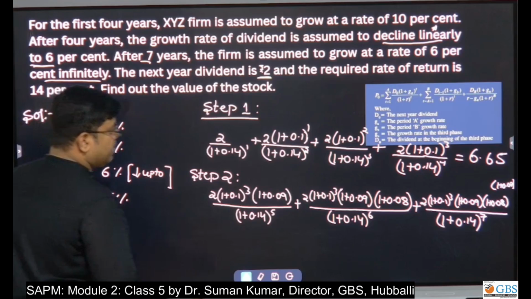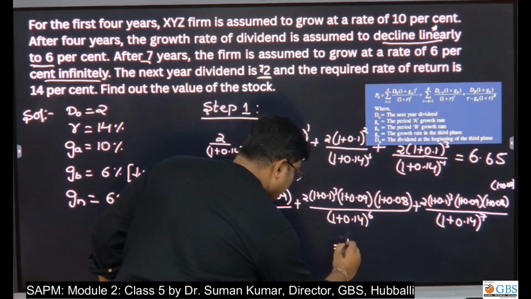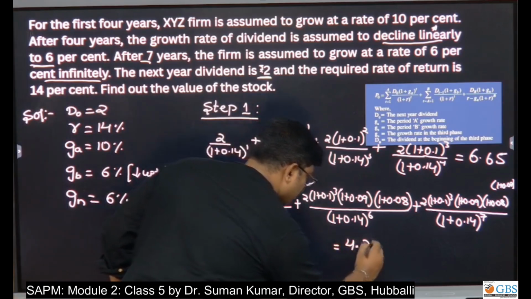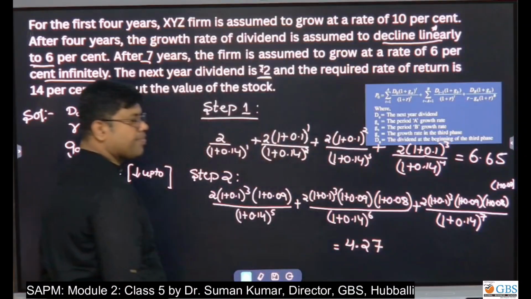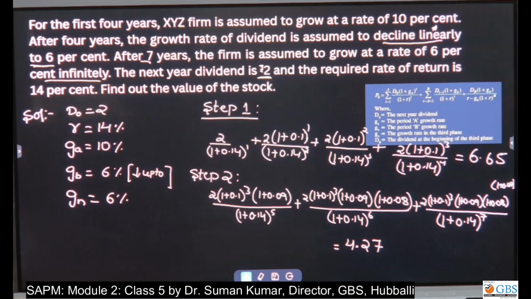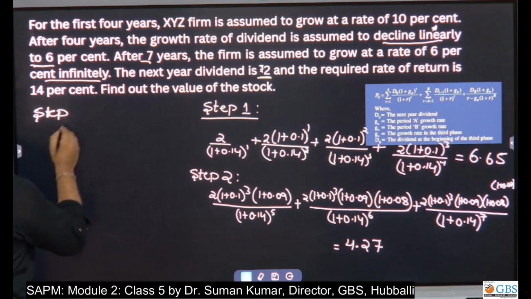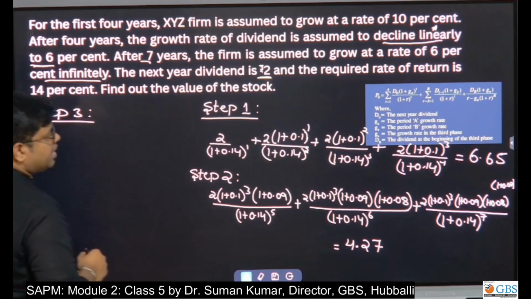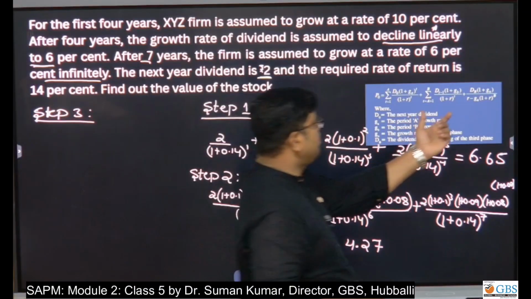Second step answer: 4.27. Have you got 4.27? Shall I go with step 3? Right. Step 3, that is the third part of this formula.